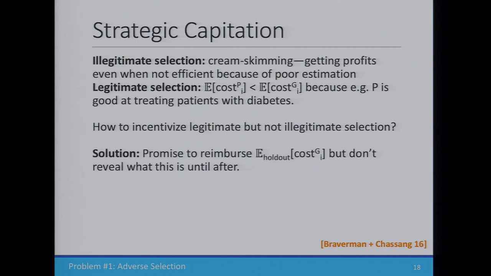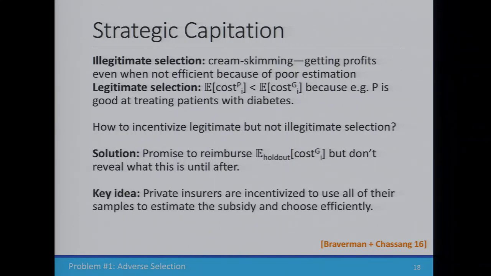Okay, so the solution that they come up with in this paper of Bierman and Chisong is that they should promise to reimburse the expected cost from the holdout data, so the data that the private providers don't know. But they're not going to actually tell what this subsidy is until after the fact. The reason for this is that the private insurers know that there's some expected cost of samples, but they don't know the samples, so they should use all of their own samples to try and estimate the subsidy to make their decision. Does that make sense? Okay.